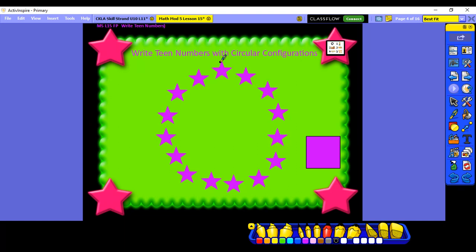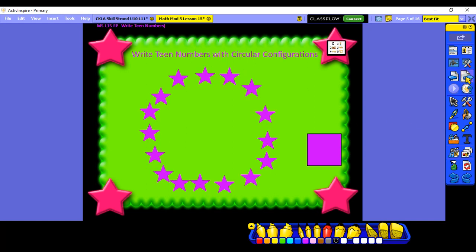Mark where we start. Count the stars with me. 1, 2, 3, 4, 5, 6, 7, 8, 9, 10, 11, 12, 13, 14, 15. Stop! How many stars are there? 15. Put your finger in the air and write the number 15. Does the 1 mean 1? No way, Miss McKay. The 1 means 10.